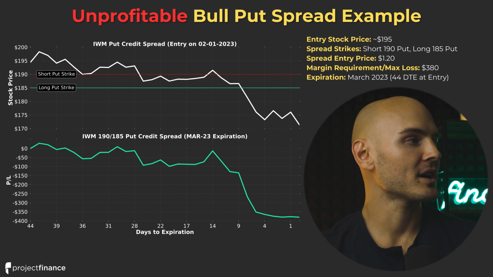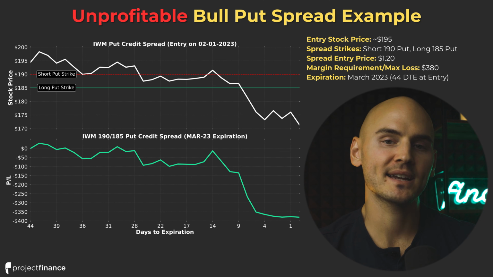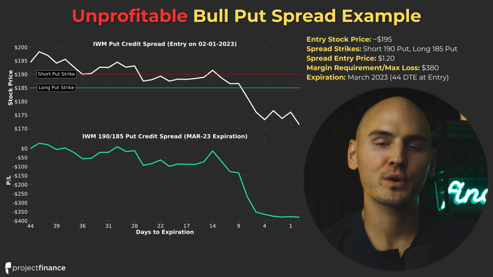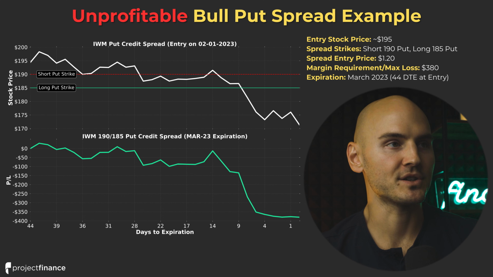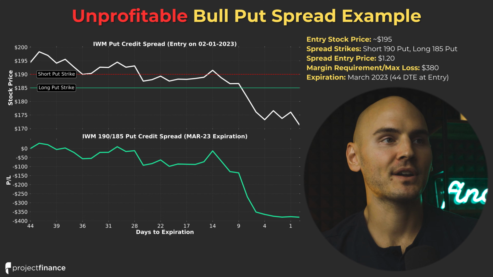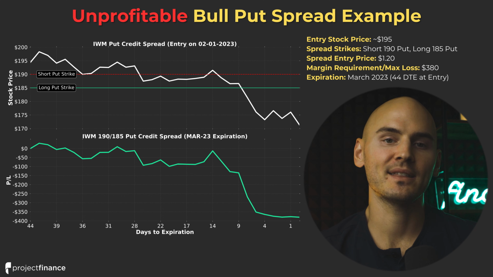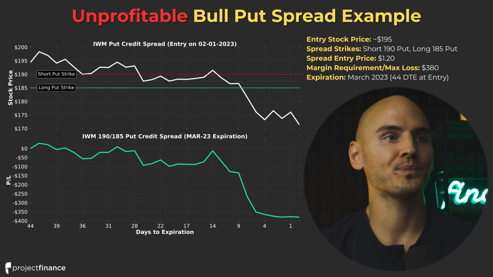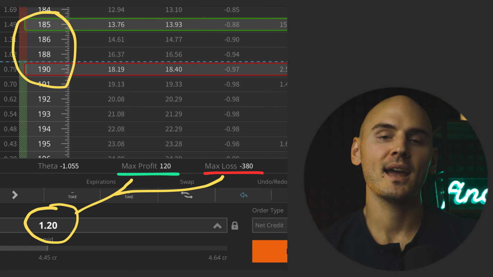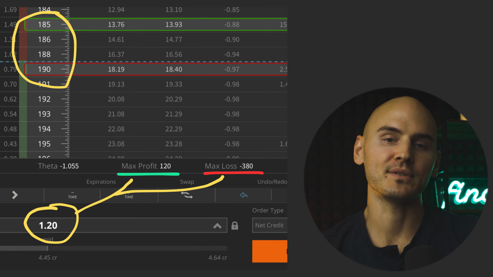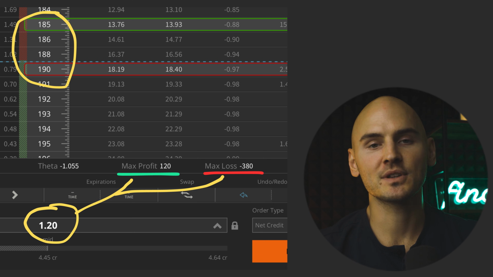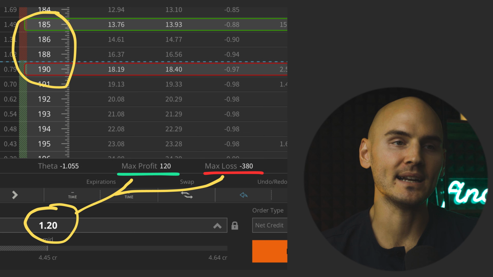As we can see in this chart, on the top we're looking at IWM's price versus the credit spread strike prices. On the bottom part of the graph, we are looking at the P&L of this position. The spread price at the time of entry was $1.20, and that means our max profit for this position was $120. And since this was a $5 wide spread, if we sell a spread for $120 and its max price is $5, that means it can go against us by $3.80. And in terms of P&L, that means a $380 loss.